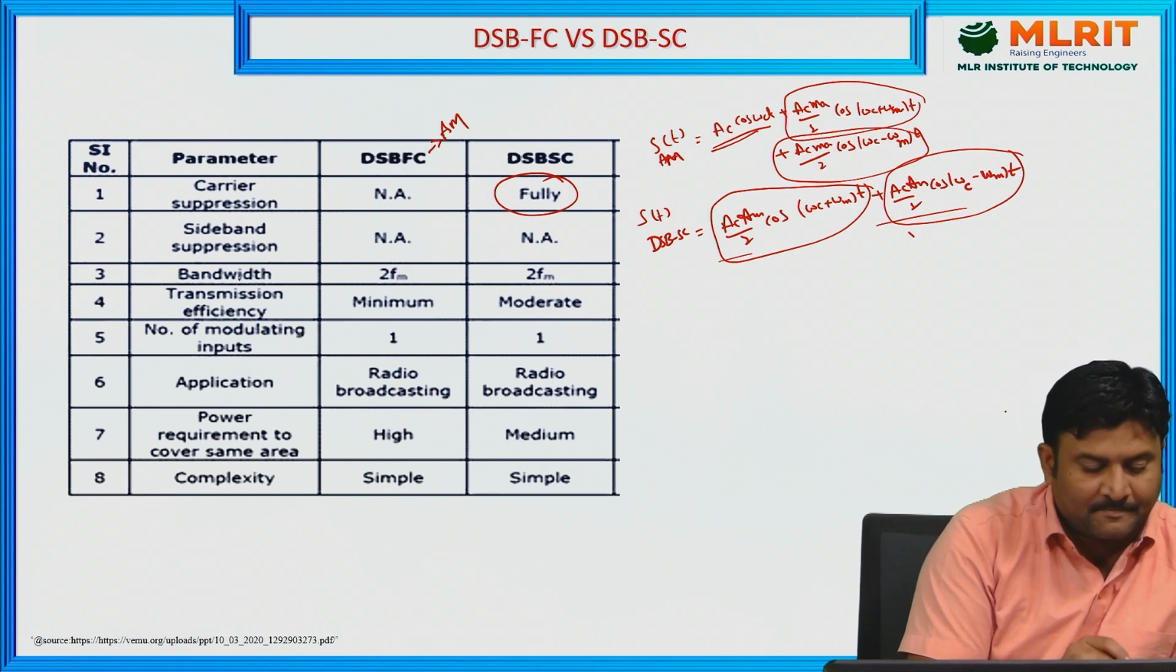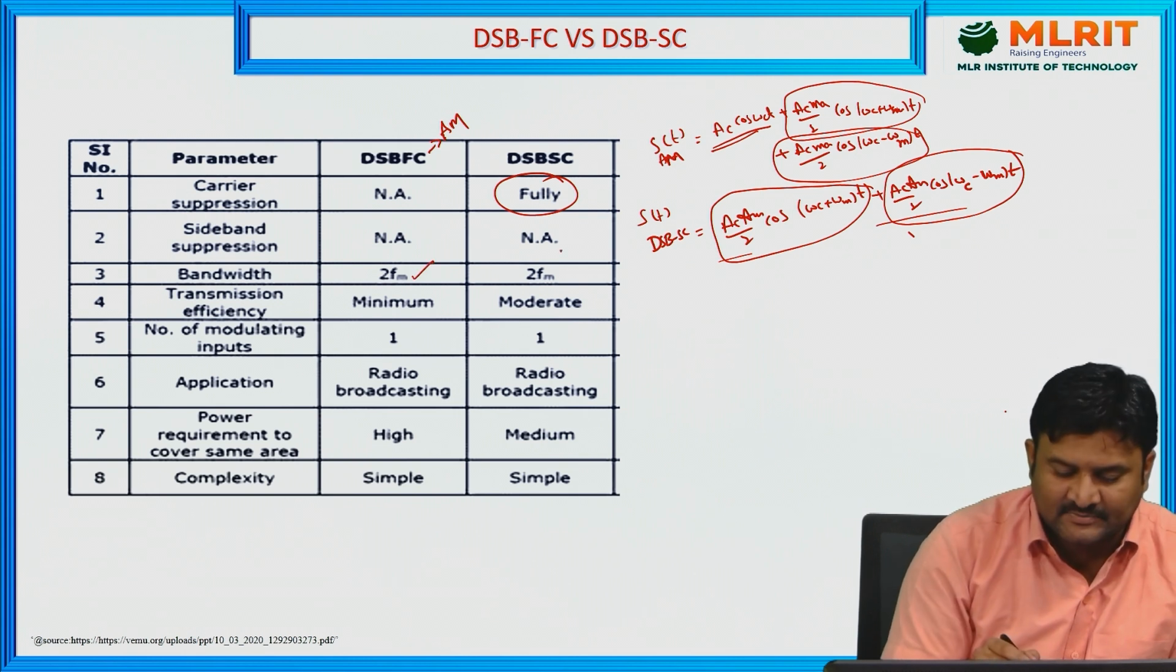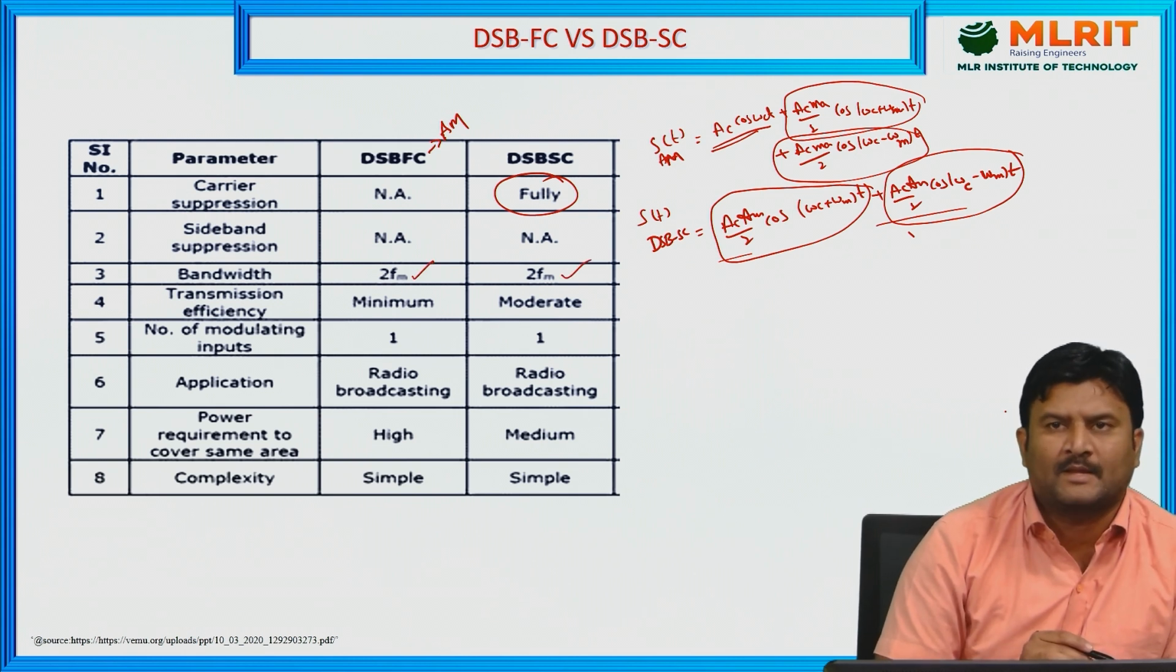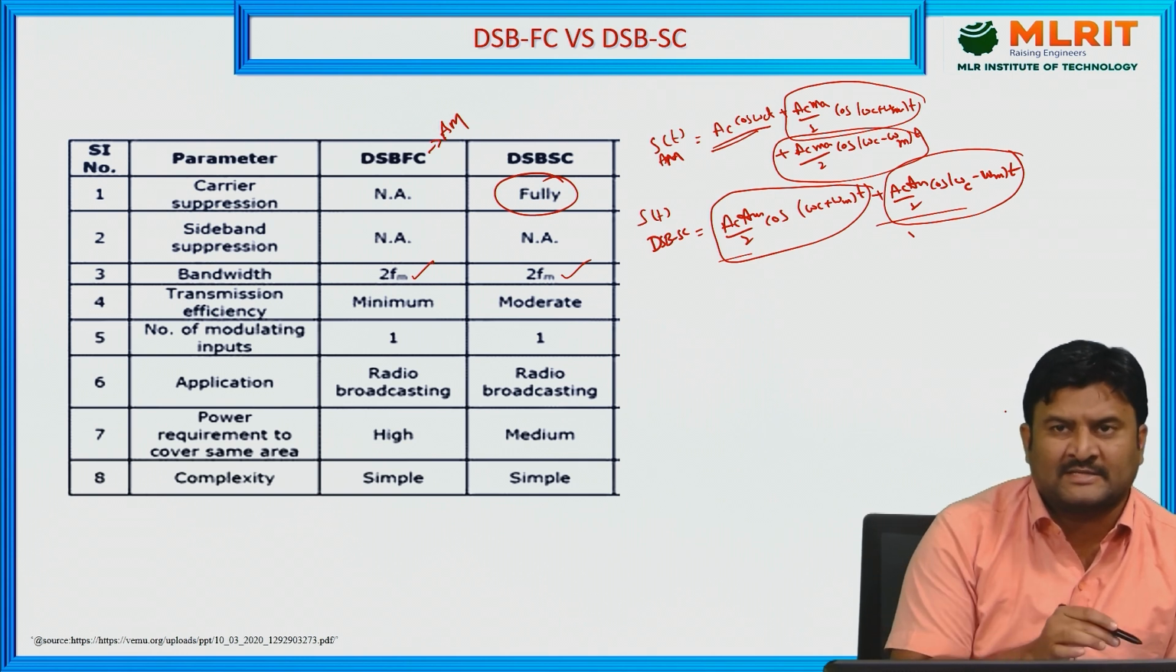And third one is bandwidth. The bandwidth in the case of AM is equal to 2 FM. In the case of DSB-SC also, it is 2 FM. Both are same. We did the analysis also in the previous slide.